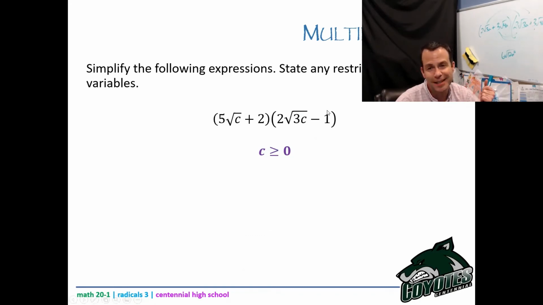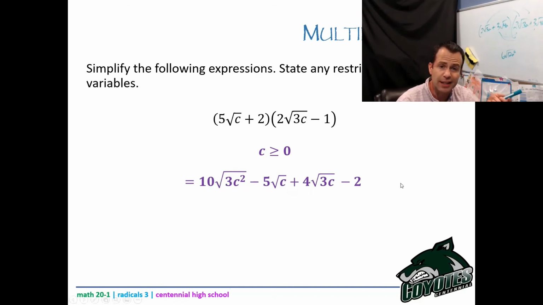Then that's my outside now is -5 root C. My inside, you see my mouse there? That would be 4 root 3C. And then my last would be -2. So 10 root 3C squared minus 5 root C plus 4 root 3C minus 2. I want to take a look at that and say, is there anything I can clean up? Yes, this C squared here can come out and be a C. But other than that, I can't do anything else. There's no other simplifying to do there. Okay, so the C squared came out to be the C, and then I'm good to go there. All right.